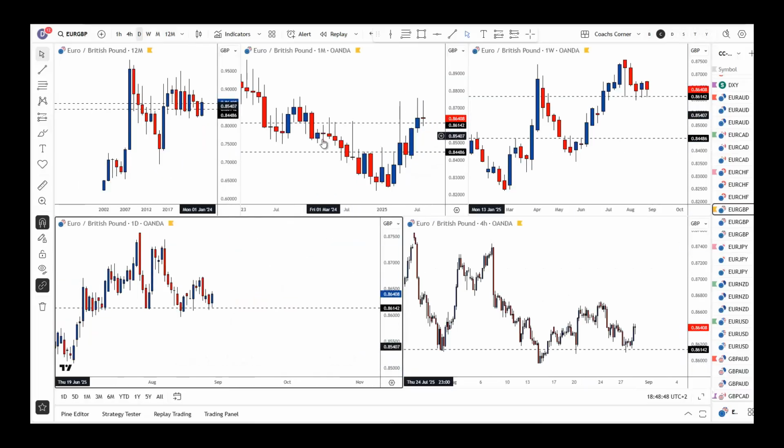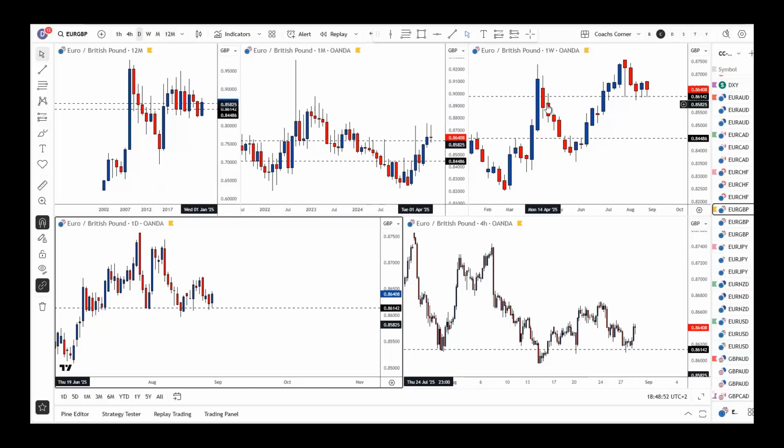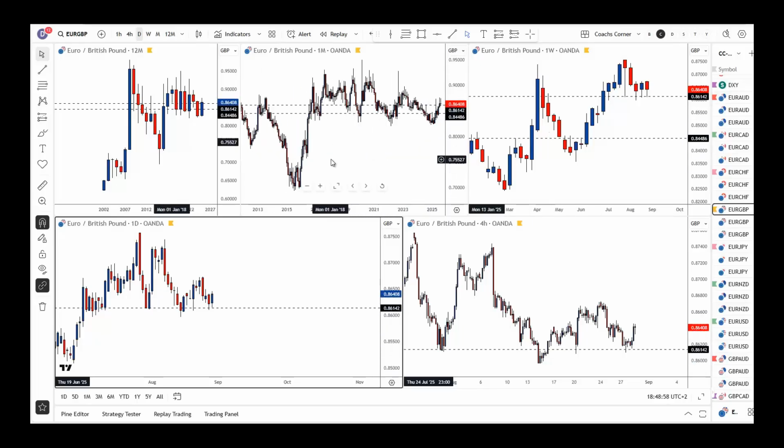And combine that with the right time frames: the yearly chart for the bigger picture, monthly and weekly for support, resistance and trend, and make it simple. Is this going up, down or sideways? There are no other options.